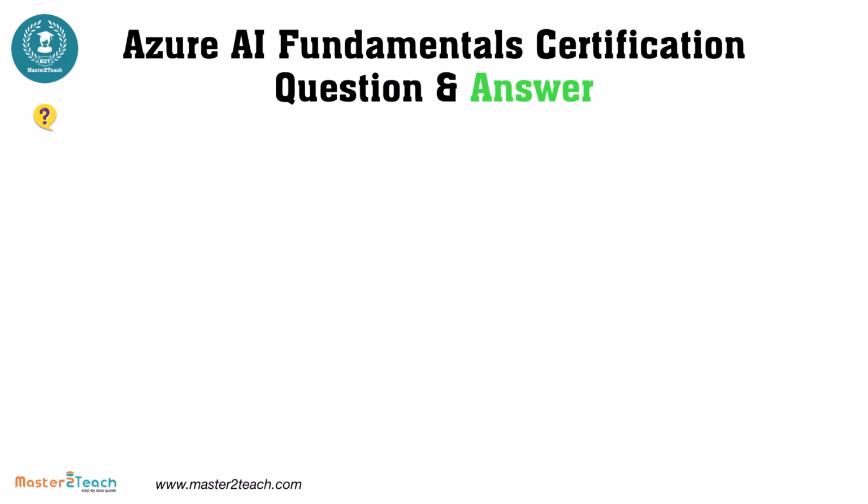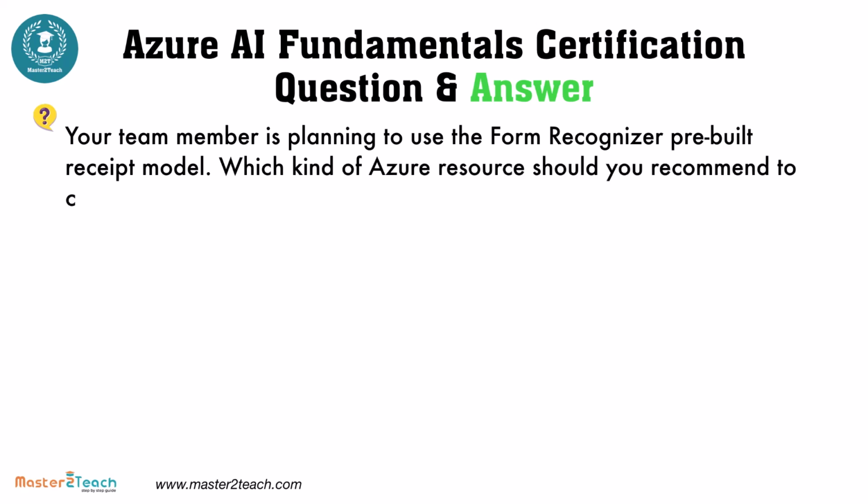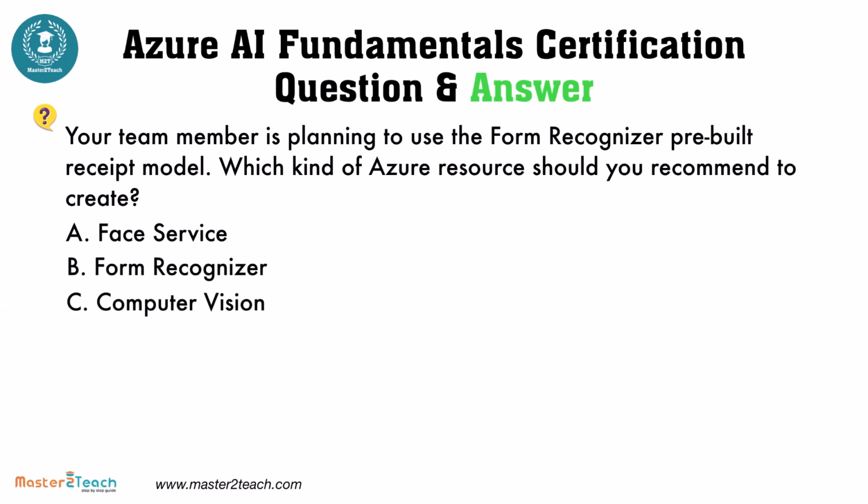Your team member is planning to use the Form Recognizer pre-built receipt model. Which kind of resource should you recommend to create? The options are A. Face service, B. Form Recognizer, C. Computer Vision.